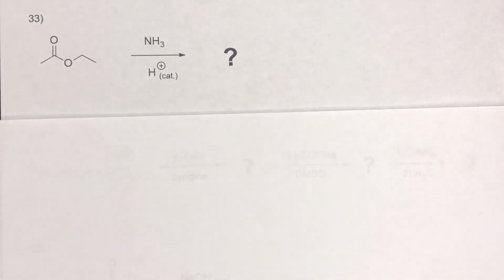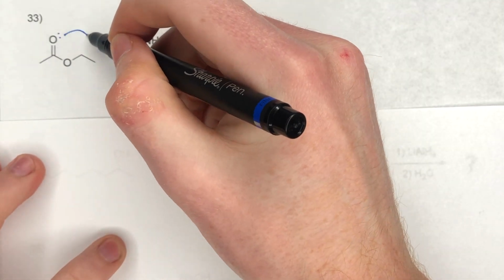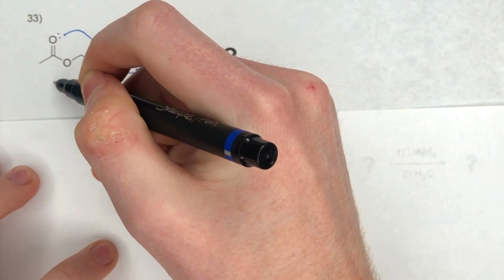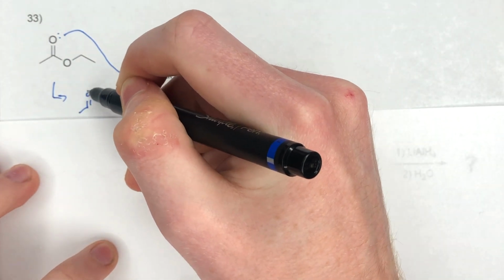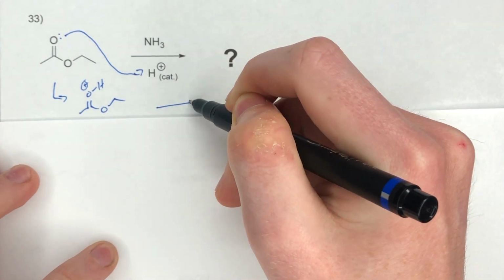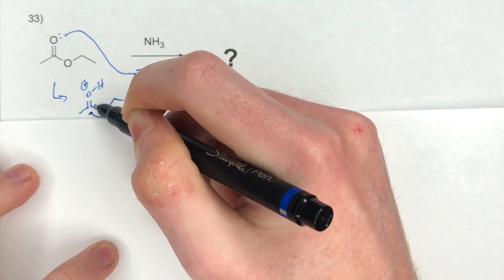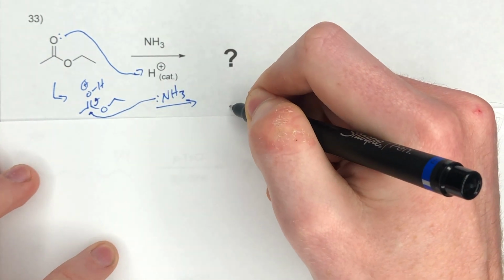All right, here we have question 33. So again, this is another nucleophilic addition mechanism. And you have acid catalyst. So what you're going to do is activate the electrophile first through this type of acid-base reaction. Then your ammonia, which is an excellent nucleophile, is going to react at that carbonyl that was just activated.